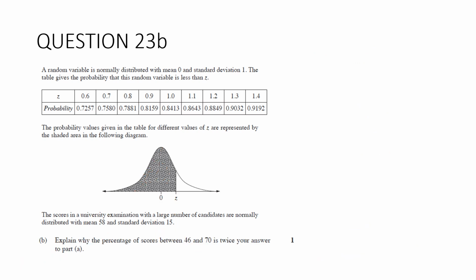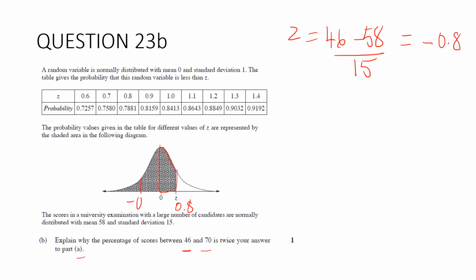Part B. Explain why the percentage of scores between 46 and 70 is twice your answer to part A. So remember we worked out this area here, and our z-score was 0.8. So let's work out what the z-score is for 46. It's 46 take away 58 all over 15, which is negative 0.8, which kind of makes sense, doesn't it? So it's here. And you can see that these areas are equal, and we've just got to write that up basically.